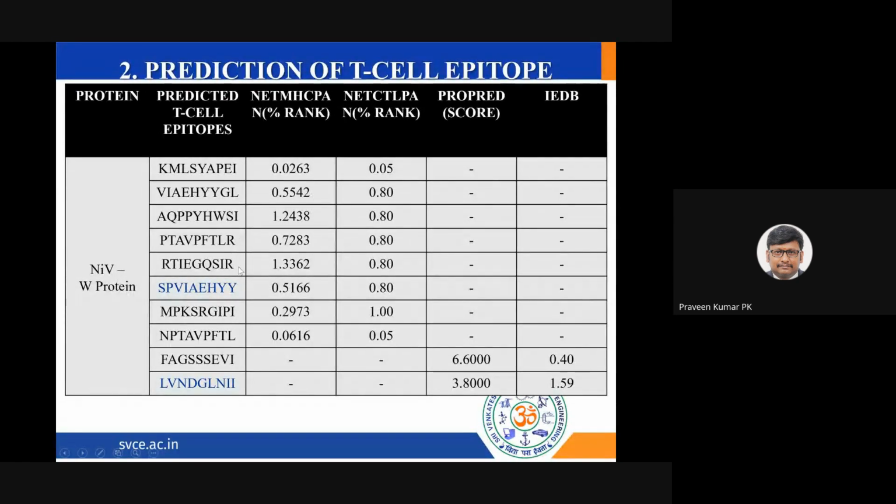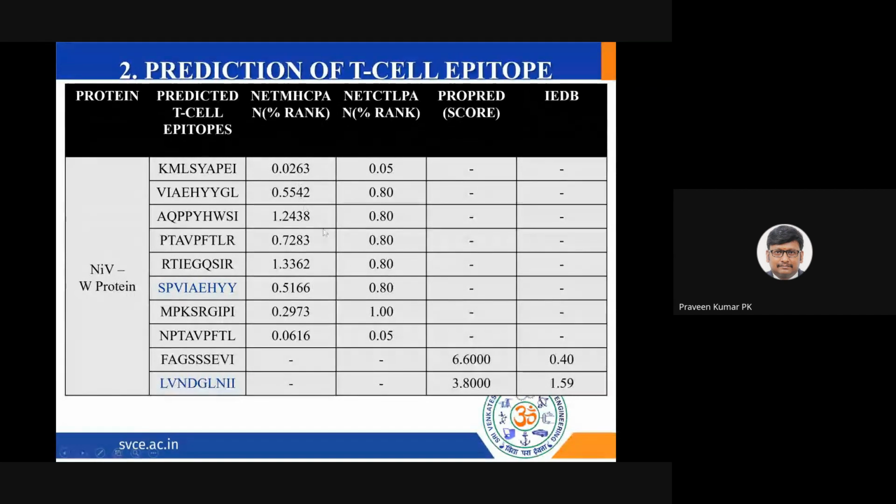Okay, then I got, according to this score, for the Nipah virus W protein, for this peptide SPVIA, the maximum score of 0.8, and here we got 0.566. Okay, so I have chosen this as the base peptide.